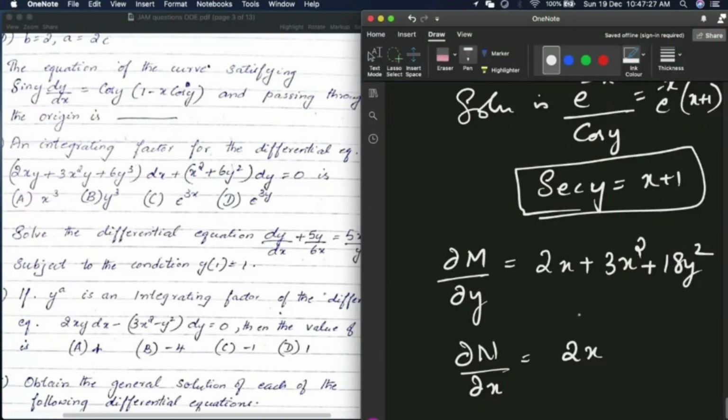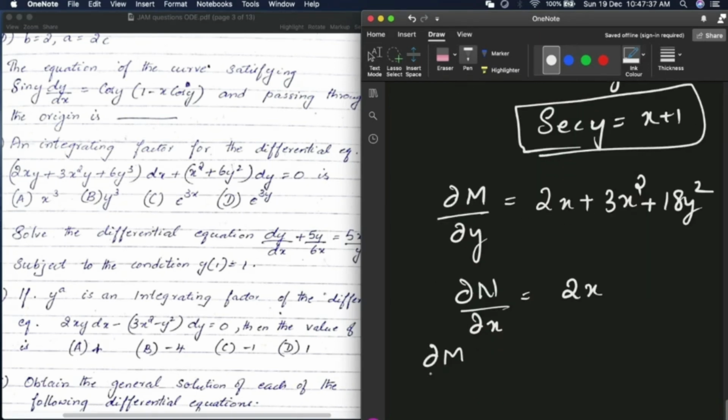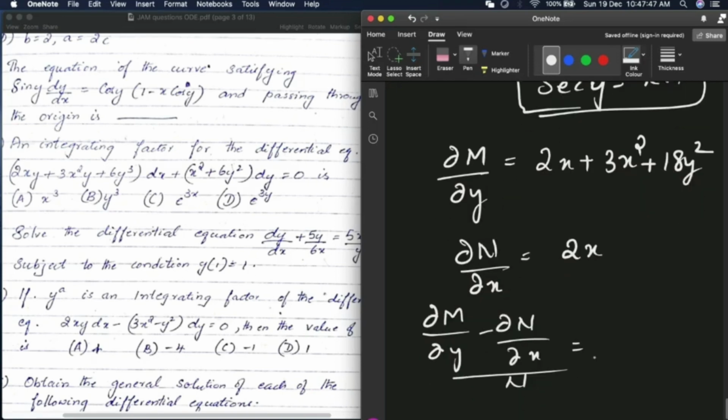I think you can see when I subtract, 2x will go and what remains is this. You can see this is having a common term with your n. So it has to be dou m by dou y minus dou n by dou x, divided by n. That's how I identify. So the difference should have some common term with any of these two. Accordingly, you can decide which one you have to choose.